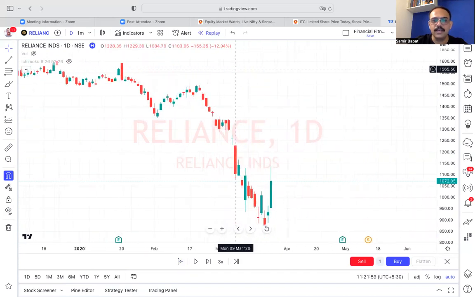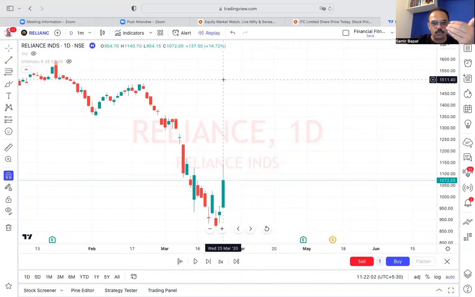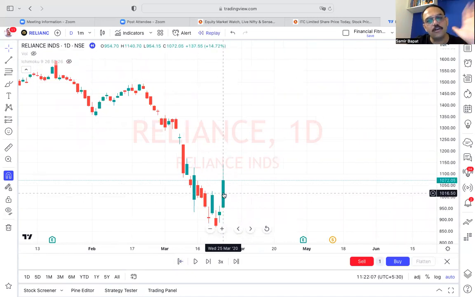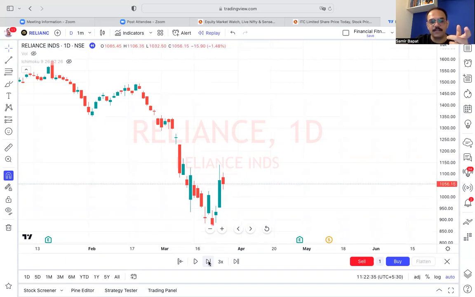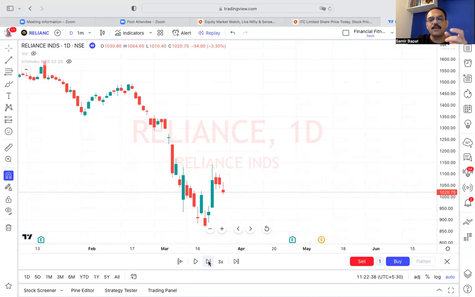Now you see this chart is only available for me till 24th March 2020. Any chart before this has disappeared. Fine. So now here, one panel at the bottom has appeared. This is the play button. The second one plays one candle at a time. If you click it once, one bar will appear. If you click once more, one more bar will appear, like that.